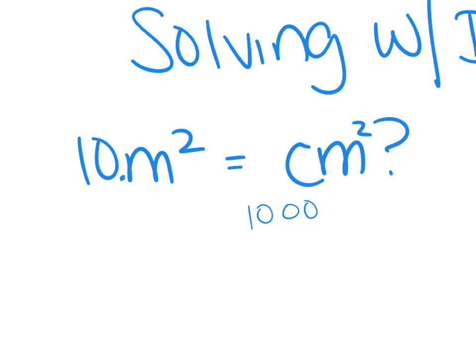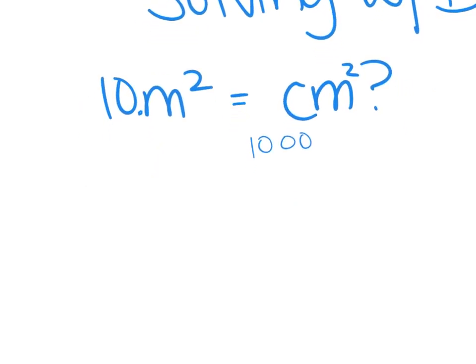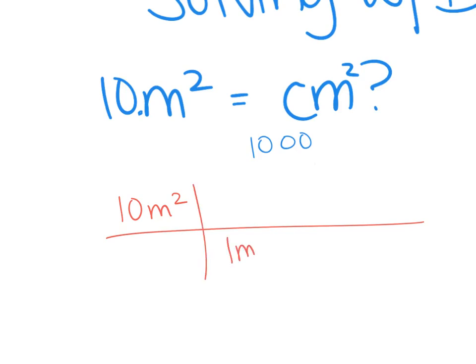This is a trick. It's a trick. You feel that, right? You're like, ooh. It's too easy. It is too easy. Because guess what, guys? If I have 10 meters squared, you did tell me that in 1 meter, there's 100 centimeters. You were right there.